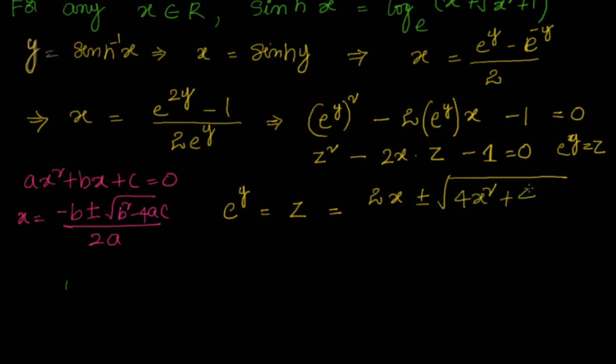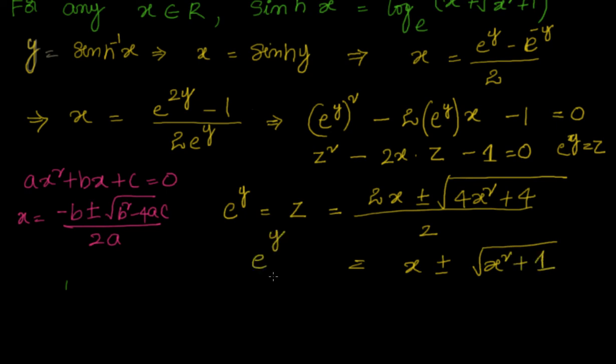And you know that e power y for any value will be positive. So x minus root of x square plus 1 will be ruled out, because root of x square plus 1 will be always greater than x, because root of x square is x. If you take this off, root of x square plus 1 will be certainly greater than x. So I will rule out this one. I will have e power y equal to x plus square root of x square plus 1.